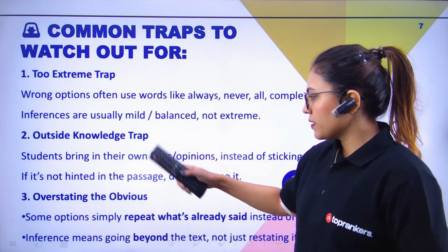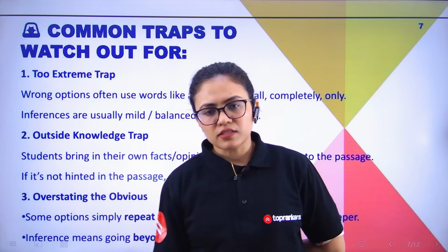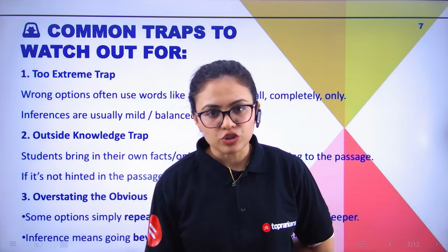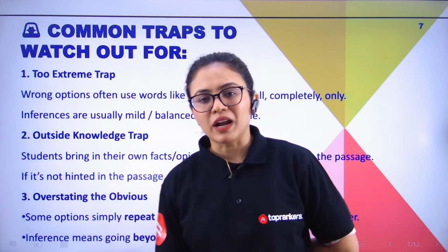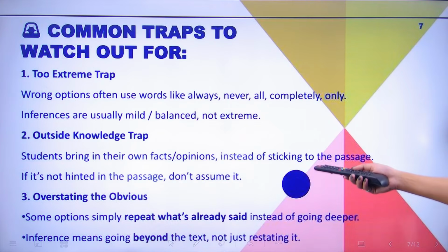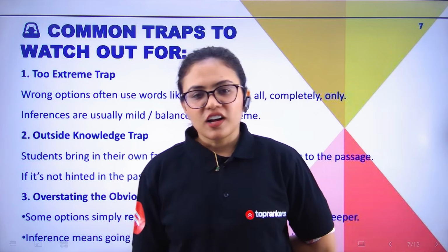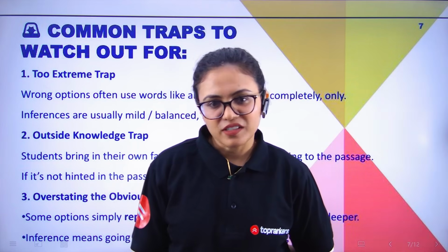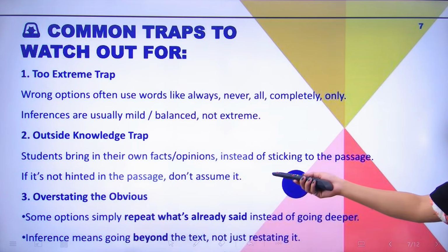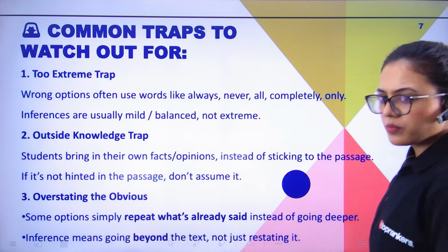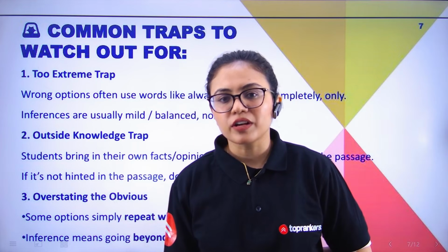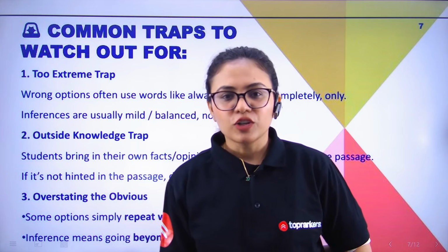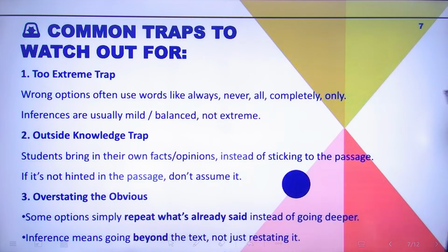Outside knowledge trap. Sometimes students start using their existing knowledge to answer an inferential question, and that is where you make a huge blunder. Whenever you bring in your own facts and opinions, you're basically digging your own grave, in simple terms. If it's not hinted at in the passage, do not simply assume it, because assumptions lead to wrong answers. You simply have to refer back to the text at hand, not use your own existing knowledge.